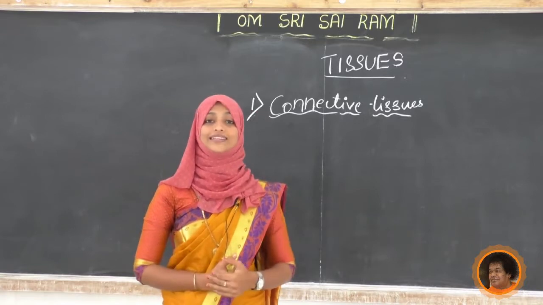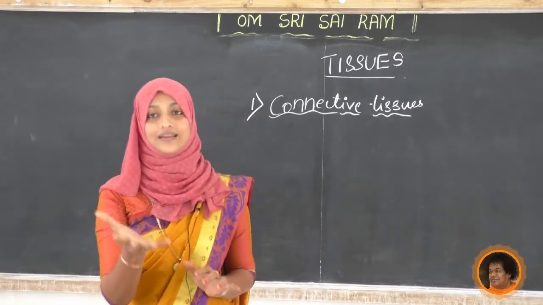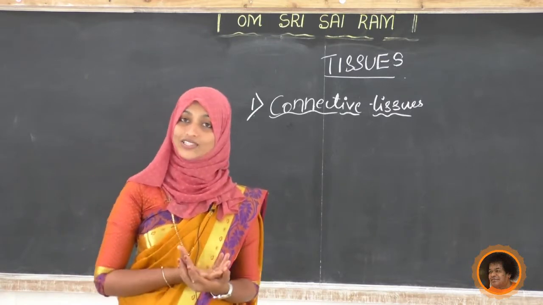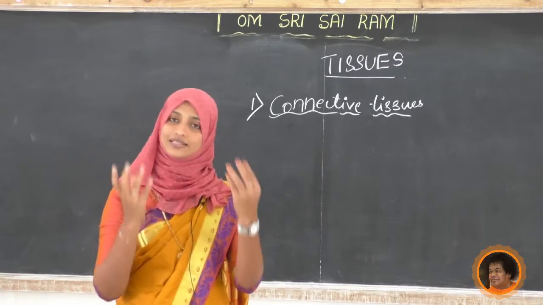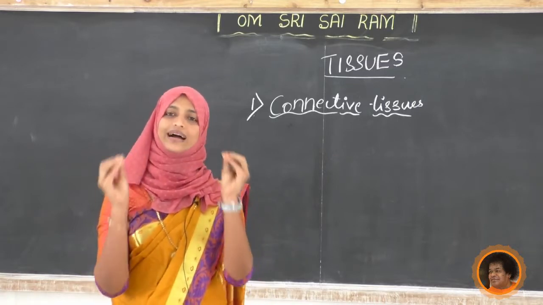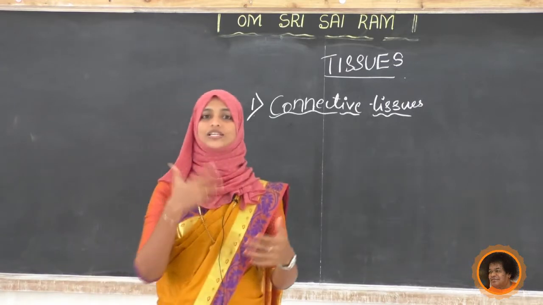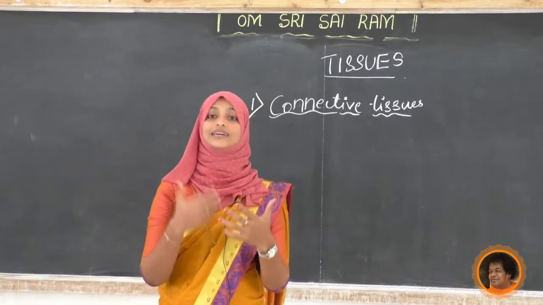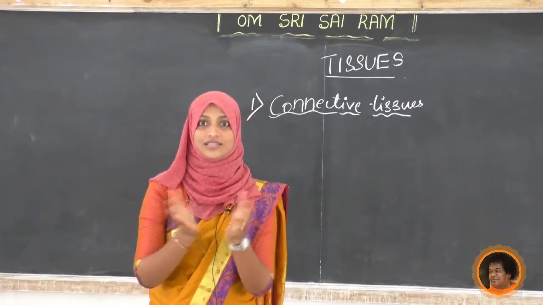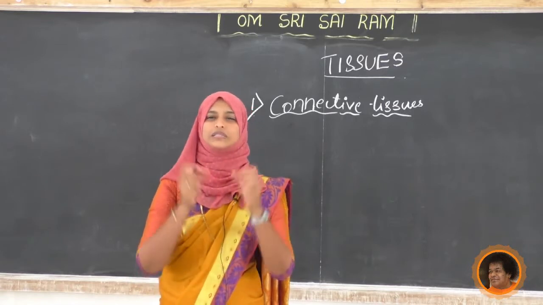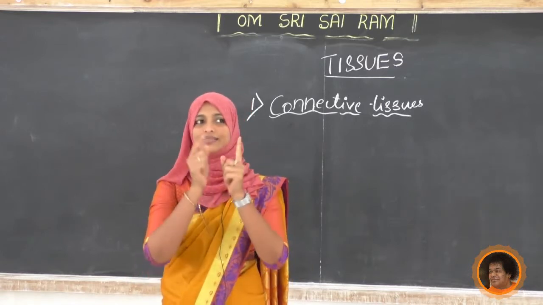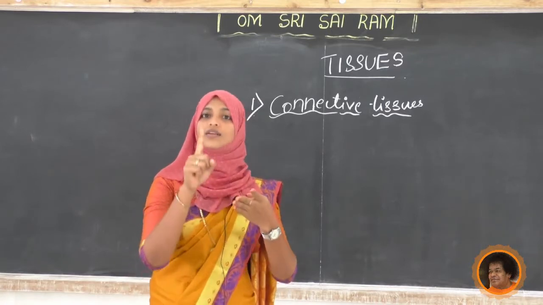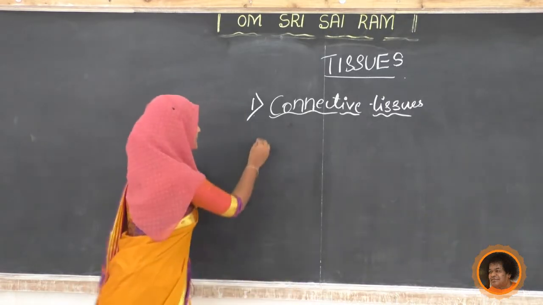This matrix may be jelly like. Have you seen any gel? Like aloe vera gel, or hair gel. Some matrices are jelly like and some are like a fluid. Otherwise it may be dense, meaning what? Dense, or else very rigid. The matrix may be jelly like, fluid, dense or rigid. I will write here matrix.